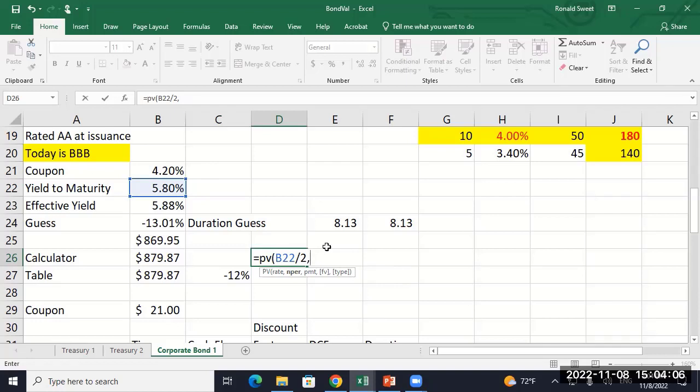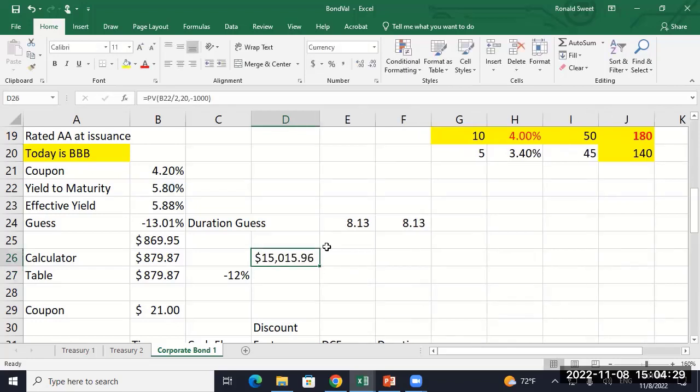Net period is 20. The future value is 1,000. I don't think we need a payment. Y'all figure it out. I can't remember how to do it, but that's how you do it on your calculator.